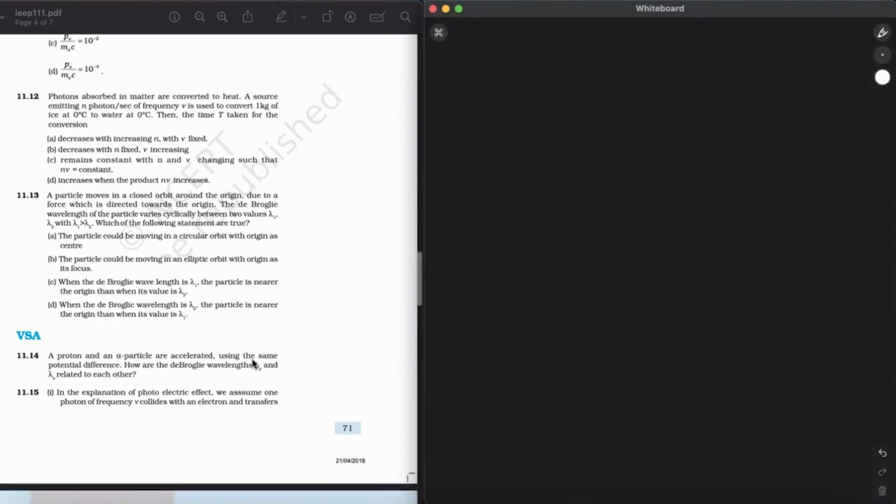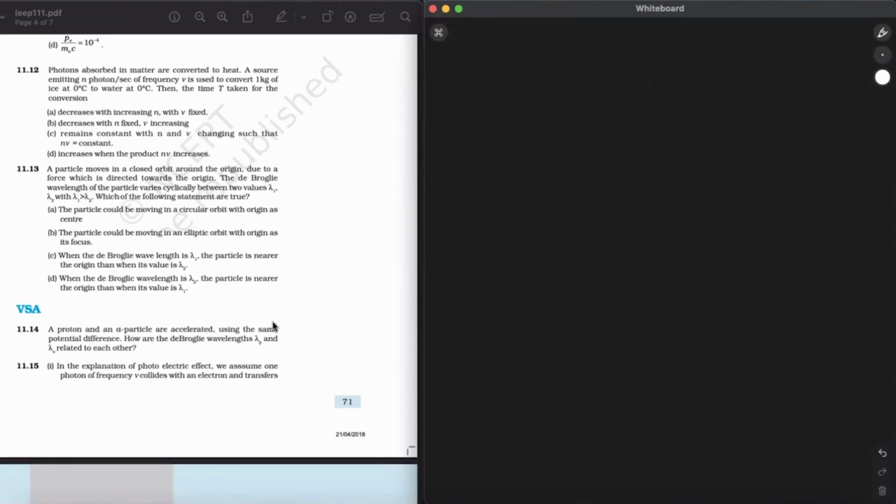Okay. So moving forward, question number 13. A particle moves in a closed orbit around the origin due to a force which is directed towards the origin. This is how the particle moves. This is the origin. See, it is not an ellipse. It is a disc shape, and you are just seeing the isometric view of this, like you are looking at it from an angle. If you look at it from vertically upwards, it will appear as a disc.